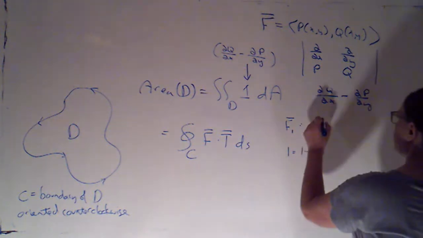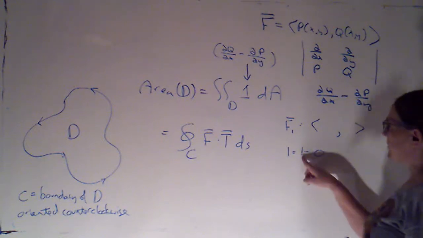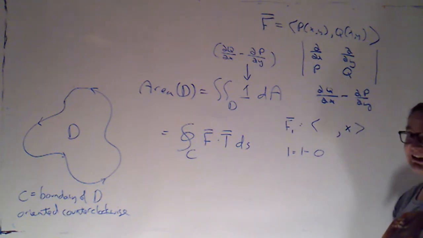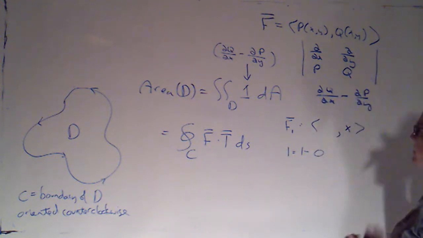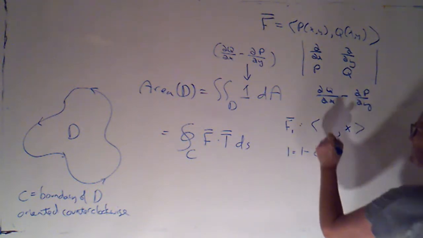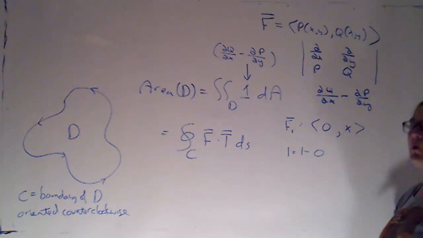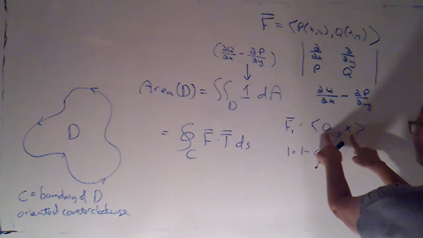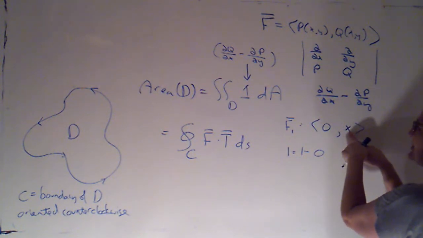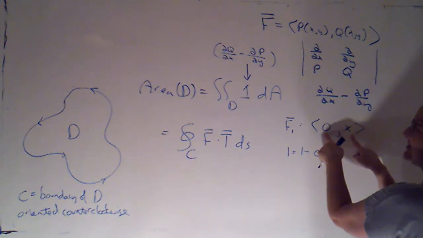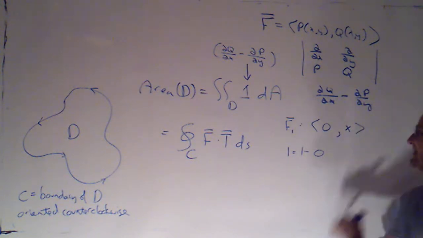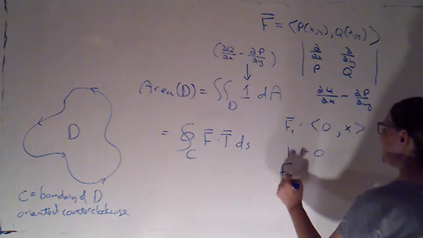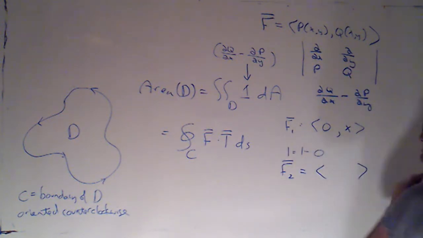So the simplest function I can think of, whose partial derivative with respect to x is 1, would be x. And the simplest function I can think of, whose partial derivative with respect to y is 0, would be 0. If I have this as my P and my Q, the partial derivative here with respect to x is 1, the partial derivative with respect to y is 0, I'm going to get 1 minus 0. Nice. All right.